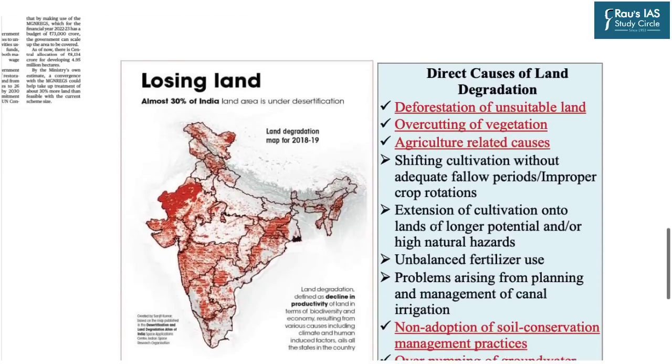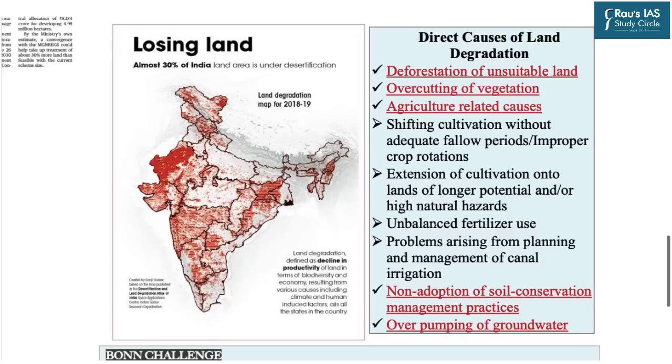So first of all, let us look at the present scenario as far as land degradation in India is concerned. Now this color codification shows us the land degradation map of 2018-19. It shows that almost 30% of the Indian land is under desertification. Now what do you understand by land degradation or desertification? Land degradation is defined as a decline in the productivity of the land in terms of biodiversity and economy, resulting from various causes including climate or anthropogenic factors. That means if any particular piece of land is reducing its productivity to support biodiversity, we will say that this land is getting degraded in terms of its natural capability and capacity. So this is basically land degradation.